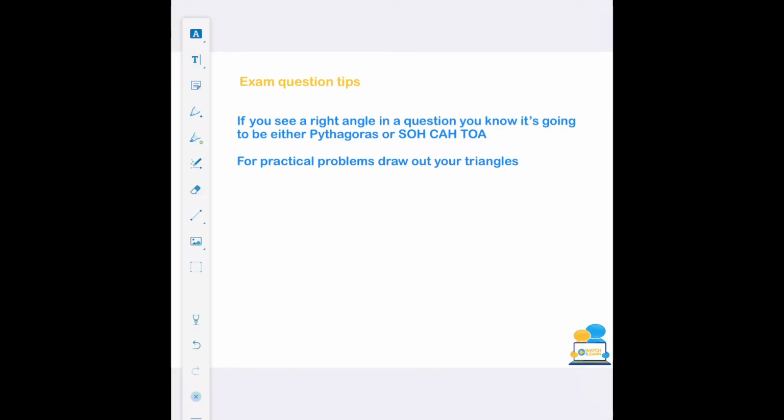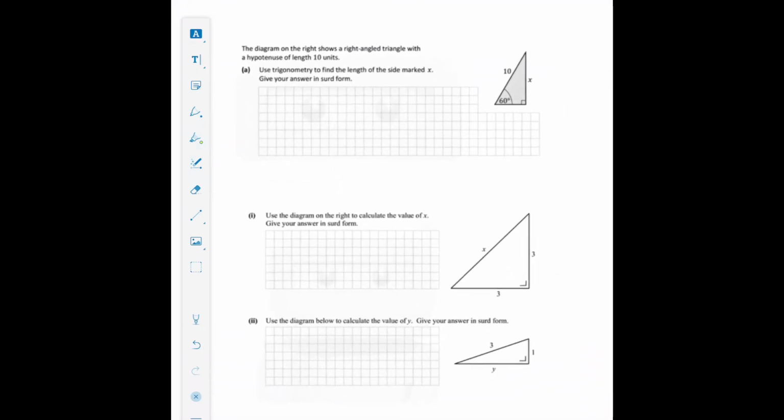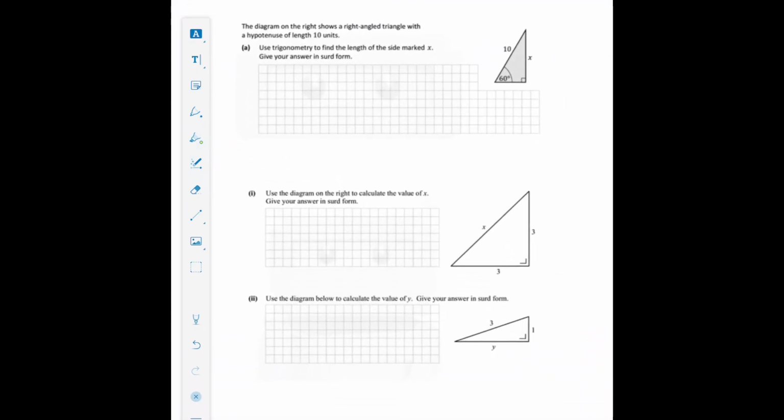So if you're finding the height of a building or anything, draw out the triangles. Okay, we'll draw out separate triangles, it just makes life easier and keeps your work nice and organized. Okay, so we're going to start with this question. It's fairly straightforward, just using the key skills that we've learned in the first half of the session.